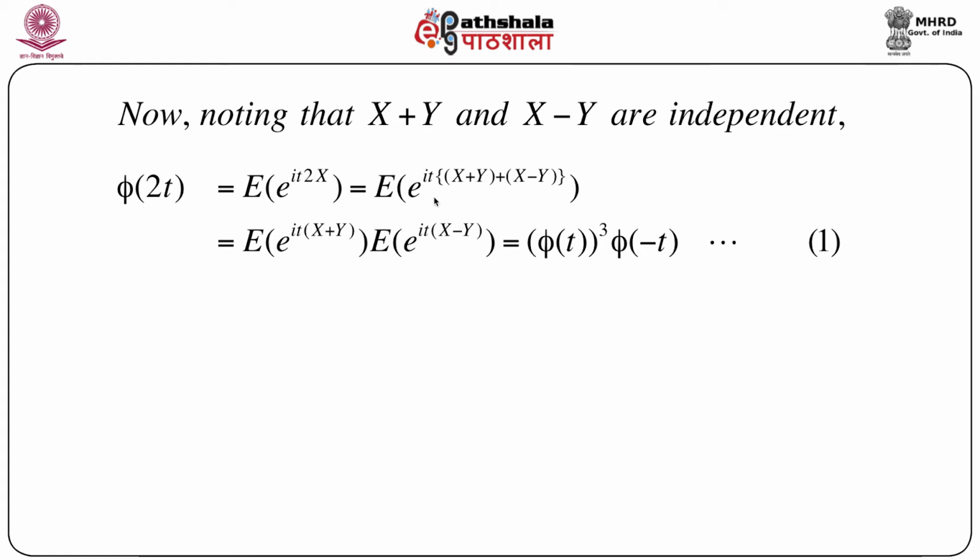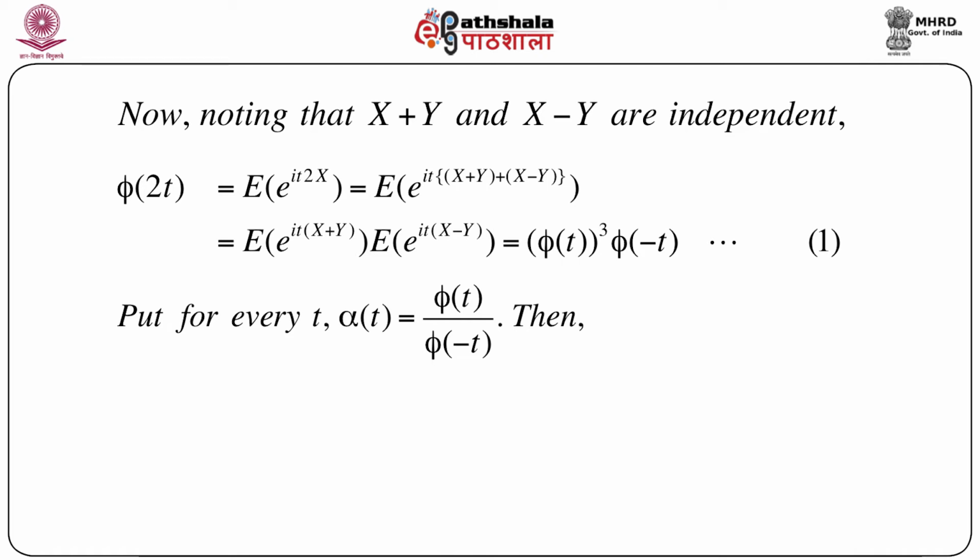So let's keep it this way. Now what is the advantage of writing this way? We can immediately use the fact that X plus Y and X minus Y are independent. So we can immediately write this quantity as the expectation of e^(it(X plus Y)) into the expectation of e^(it(X minus Y)). Now as we know that the characteristic function of X plus Y is phi(t) squared and the characteristic function of X minus Y is phi(t) into phi(minus t), this gives us phi(2t) equals phi(t) whole cube into phi(minus t). Let's call this equation 1.